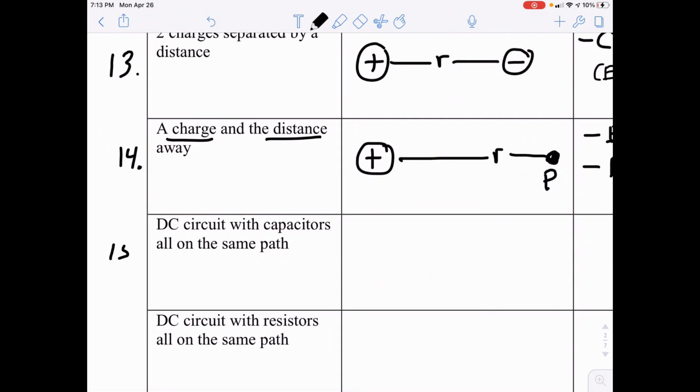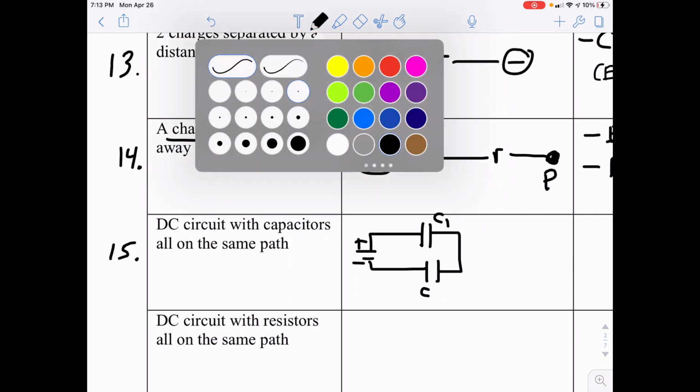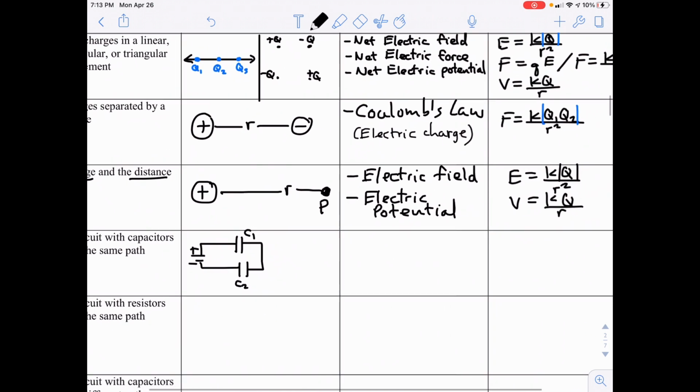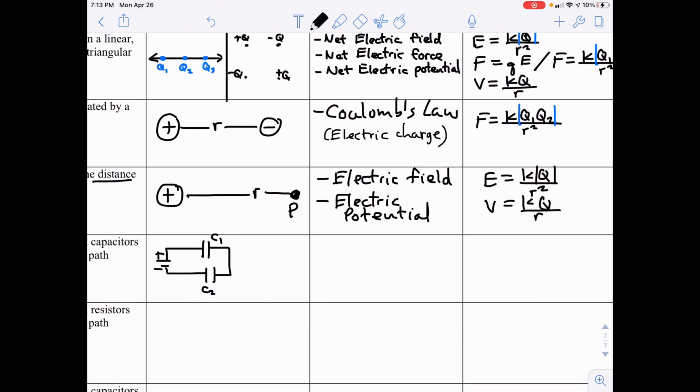Now, in number 15, we're looking at a direct current circuit with capacitors all on the same path. So it would look something like this. There's the battery, there's C1, there's C2, and there's your path of current. All on the same path. This would be capacitance in series.